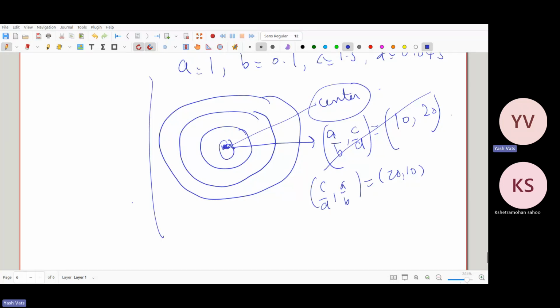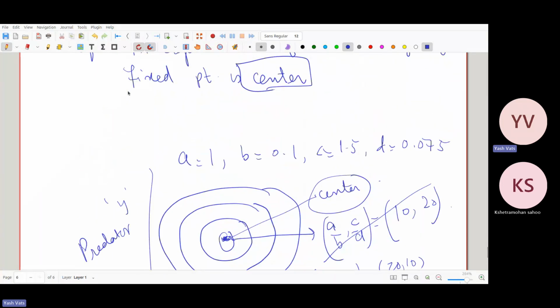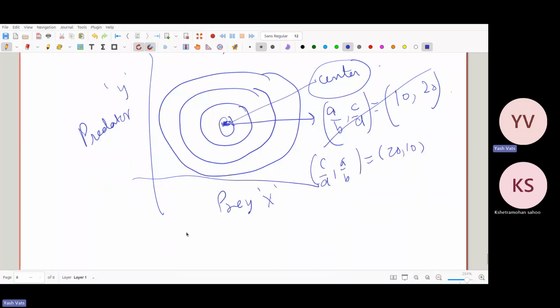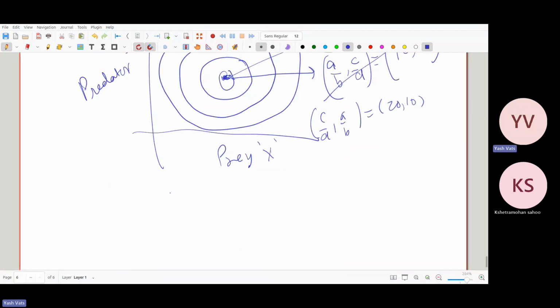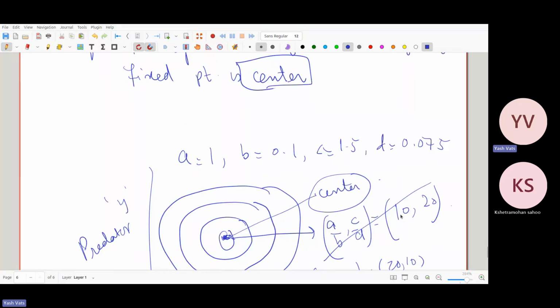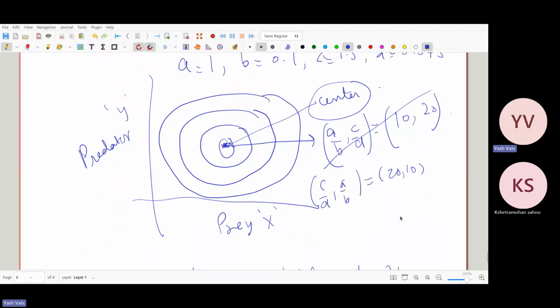The trajectories will revolve around like this. So this is prey x and this is predator. You can try as many examples like this and find the centers, saddle points, stable fixed points, and stable and unstable nodes. Just try some examples from maths textbooks that you can find.